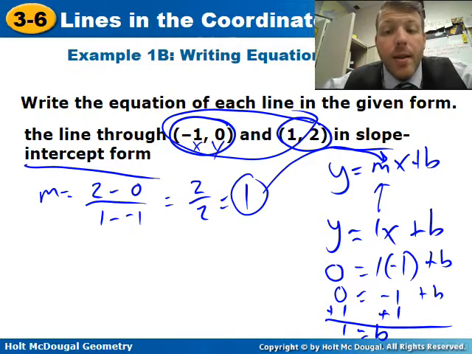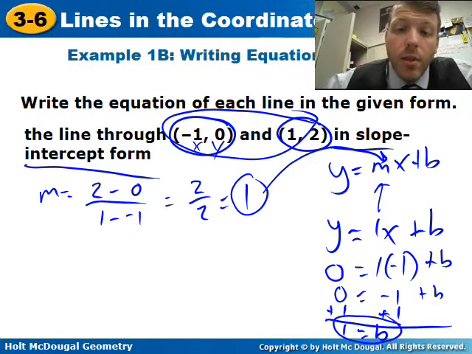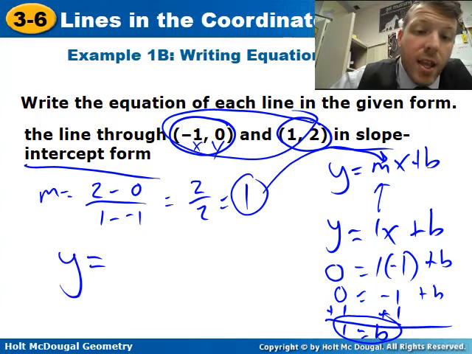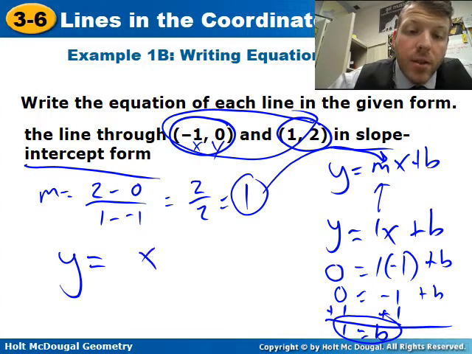Now the cool thing about this is now I'm done. The only thing I have to do is plug everything in, keeping my x and y intact. So y equals 1x plus 1.